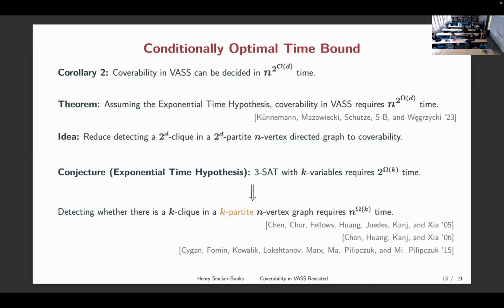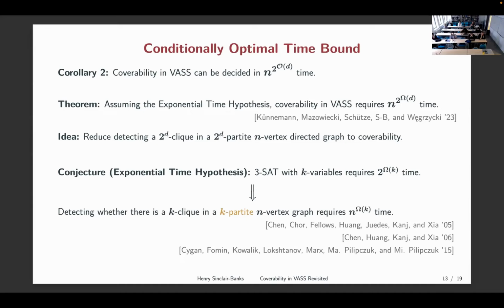But to get the double exponential, we're going to use an exponential value for k. That's why I've used k here. So we're going to use k equals 2 to the d. We're going to look for a clique of size 2 to the d. And if indeed, in an n-vertex graph, we can do the reduction, then you just replace n to the omega 2 to the d inside.